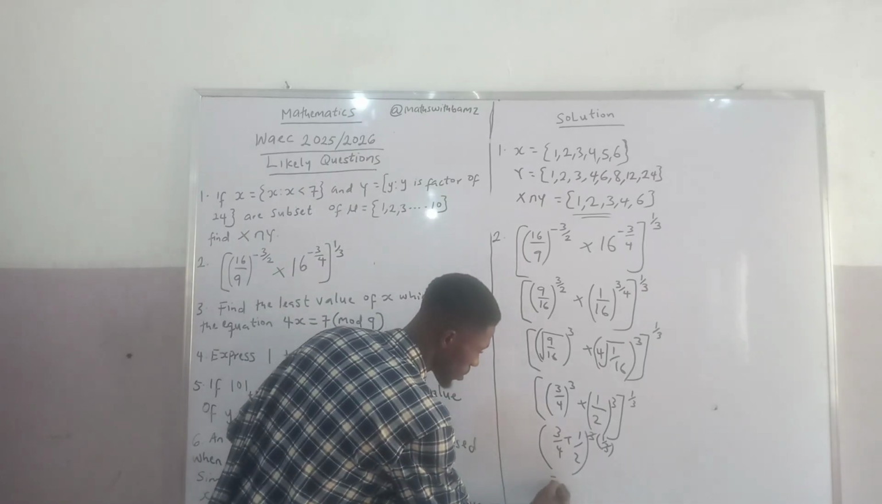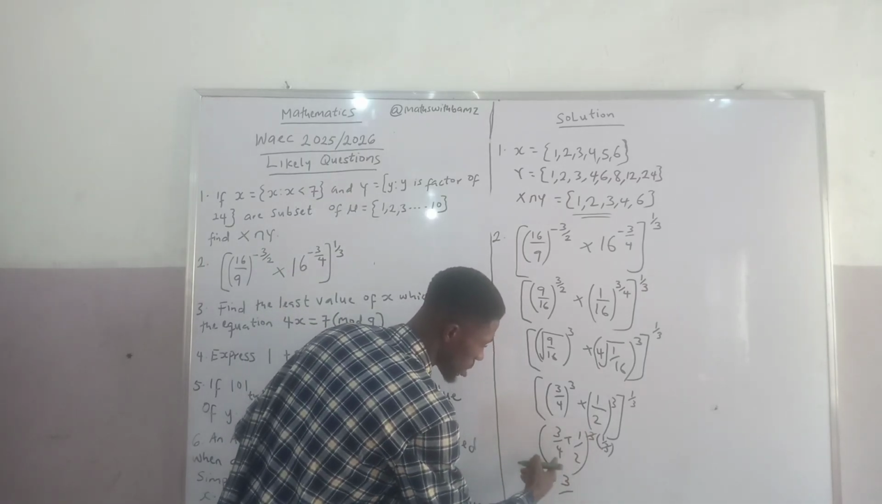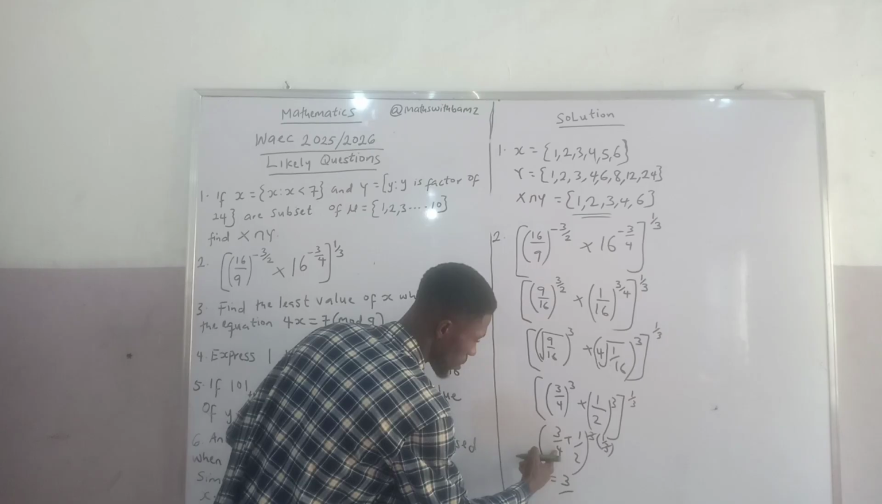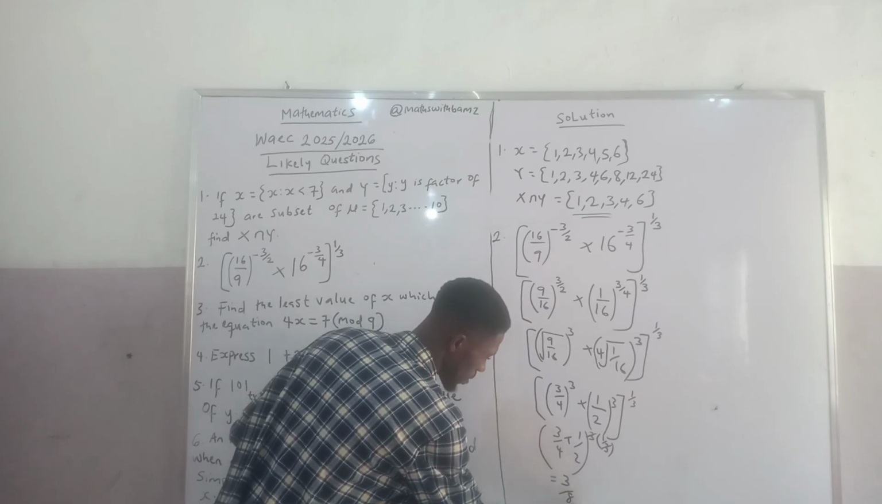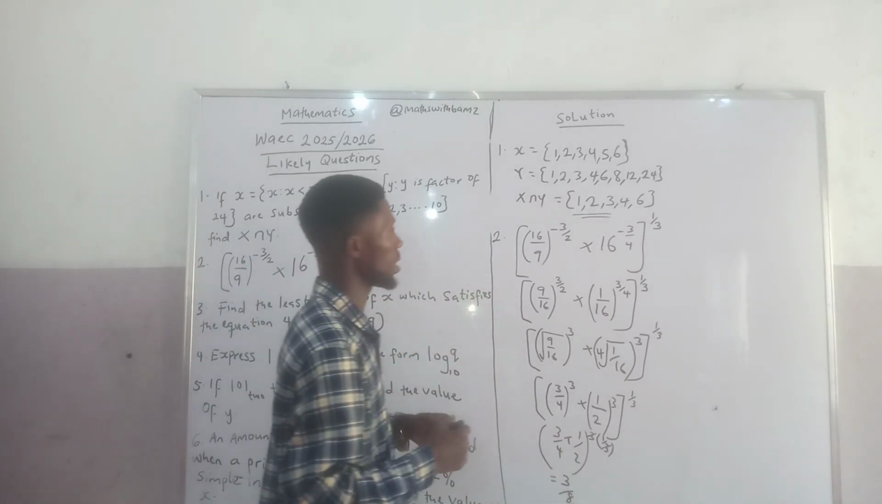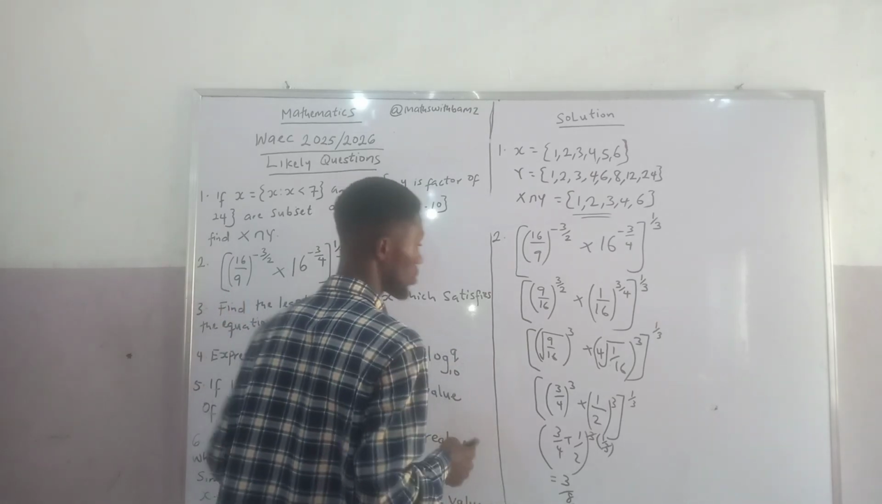So from there we now have what? 3 over what? 3 times 1, 3, then 4 times 2 is what? 8. So this is our final answer. So we do the next one, about question 3.